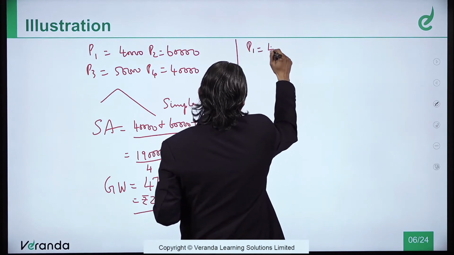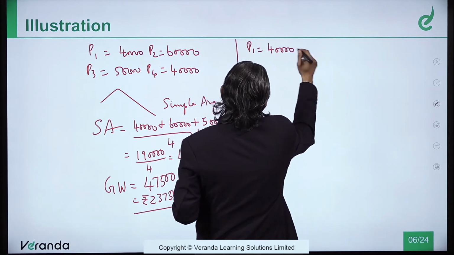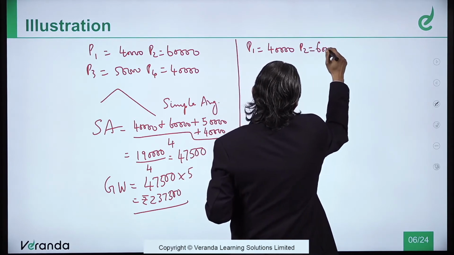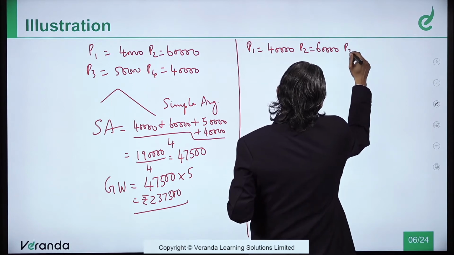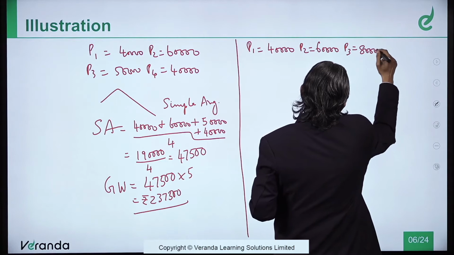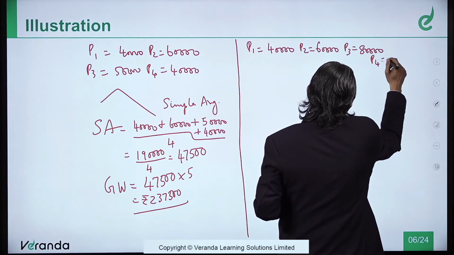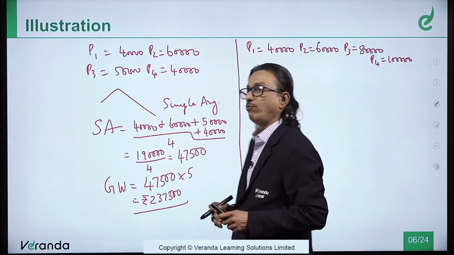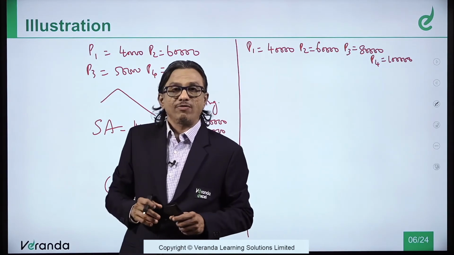P1 40,000, P2 60,000, P3 80,000, P4 1 lakh. Find the value of goodwill based on average profit of 5 years.